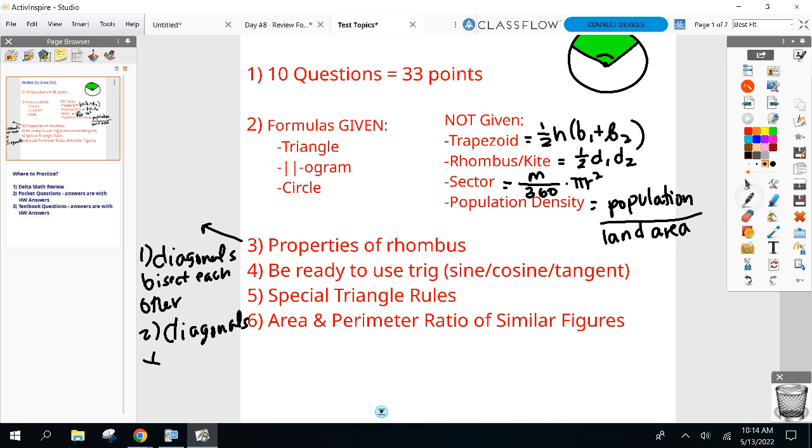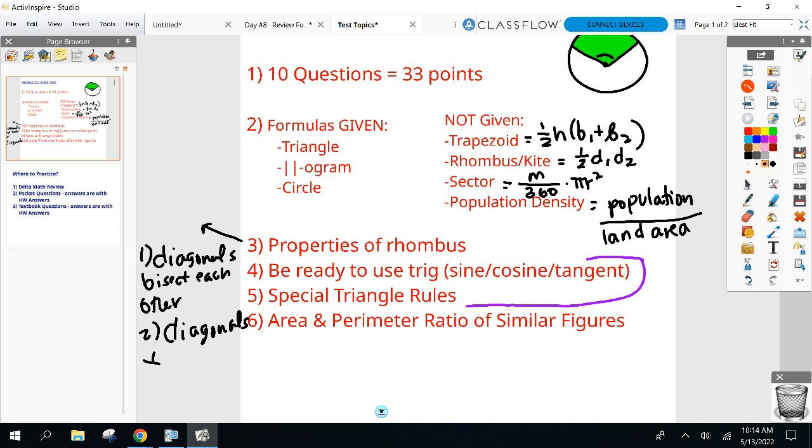These numbers 4 and 5 kind of go together. Be ready to use some sine, cosine, tangent, or 30-60-90 and 45-45-90. If you don't know your 30-60-90 or 45-45-90, you're going to have to use sine, cosine, tangent instead. There's one problem where it comes out to be 30-60-90 or 45-45-90. If you don't know your rules, not a big deal, but you're going to have to use sine, cosine, tangent to find it. It's either one or the other.